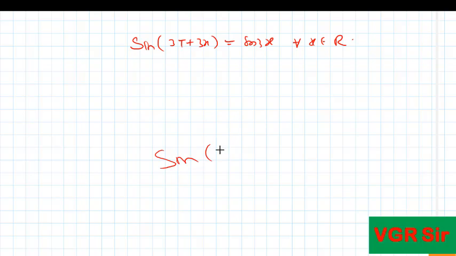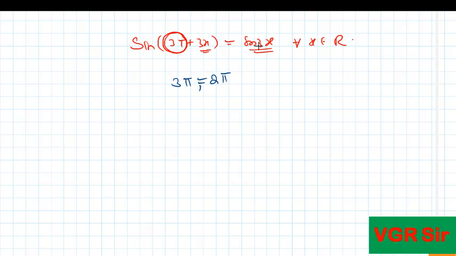So I will write in the next page. Sin of 3t plus 3x equals sin 3x for every x belonging to R. Everyone knows sin of 2 pi plus theta equals sin theta. Everyone knows cos of 2 pi plus theta equals cos theta. So what is the meaning of that? Again I want sin 3x only. So instead of 3t, what should we write? We need to write 2 pi, 4 pi.